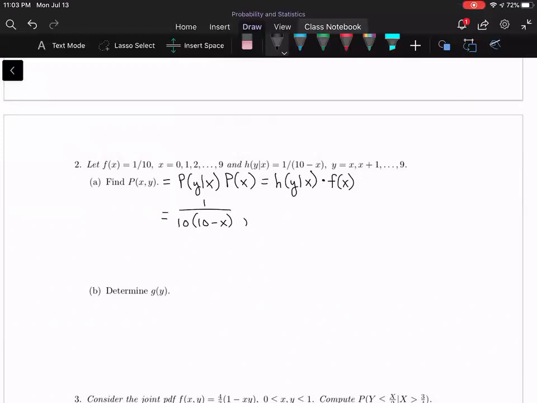Where x goes from 0 to 9, and y goes from x up to 9. And that's the answer.